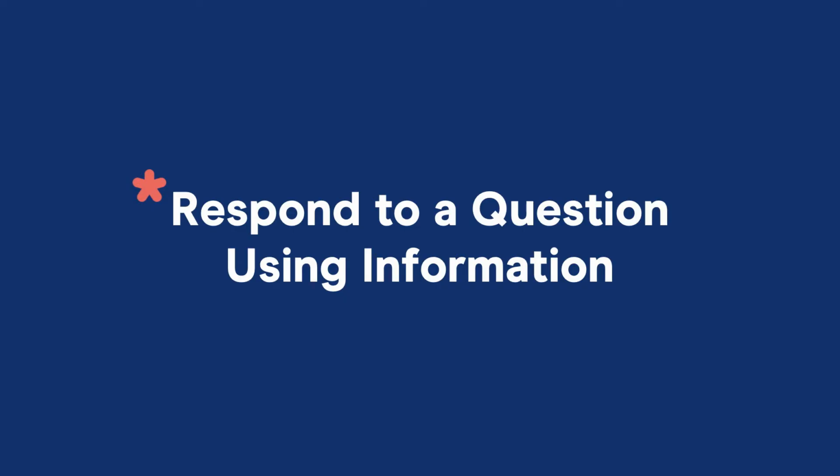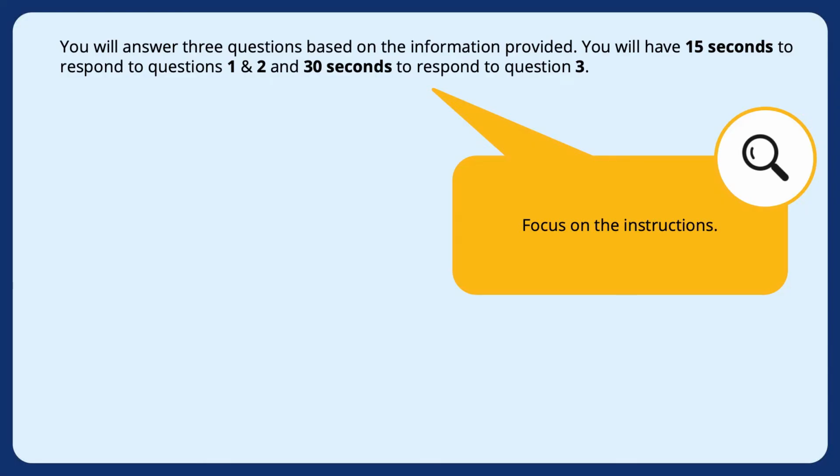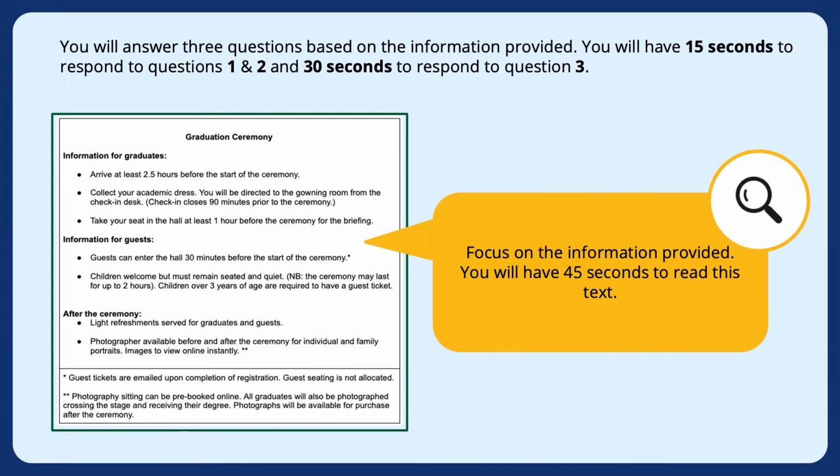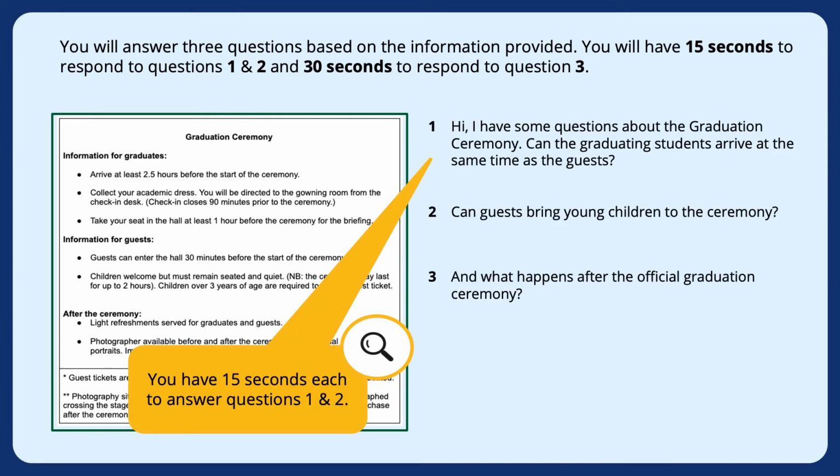Number 4, respond to a question using information. Let's focus on the instructions. They say you will answer 3 questions based on the information provided. You'll have 15 seconds to respond to questions 1 and 2, and 30 seconds to respond to question number 3. So here is the information. You'll have 45 seconds to read this text or a text similar to this one. You'll have 15 seconds each to answer questions 1 and 2.